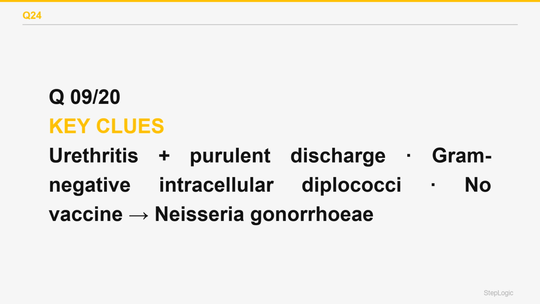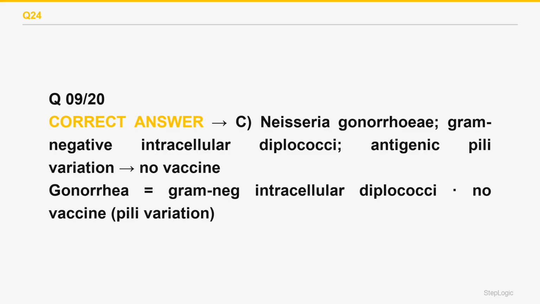In women, it is often asymptomatic but can ascend to cause pelvic inflammatory disease and infertility, ectopic pregnancy. Disseminated infection causes a triad of septic arthritis, tenosynovitis, and dermatitis. Newborns can get gonococcal conjunctivitis, ophthalmia neonatorum. The correct answer is C. The reason there is no vaccine is the high-yield immunology point.